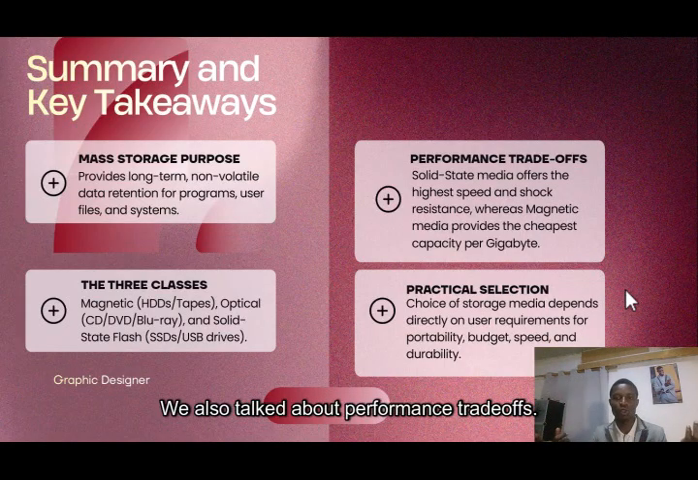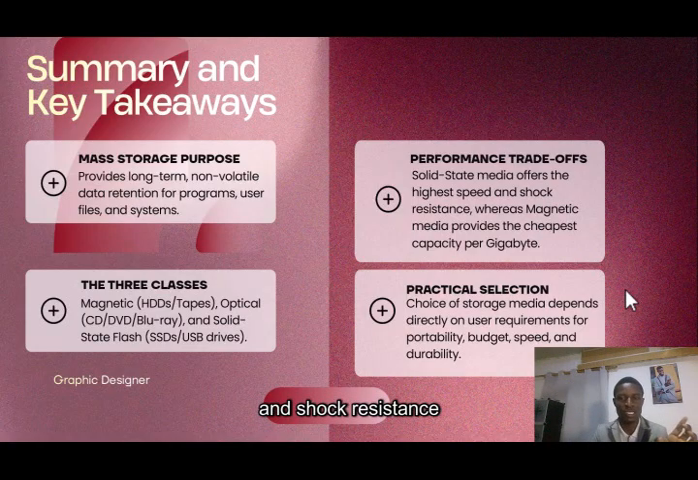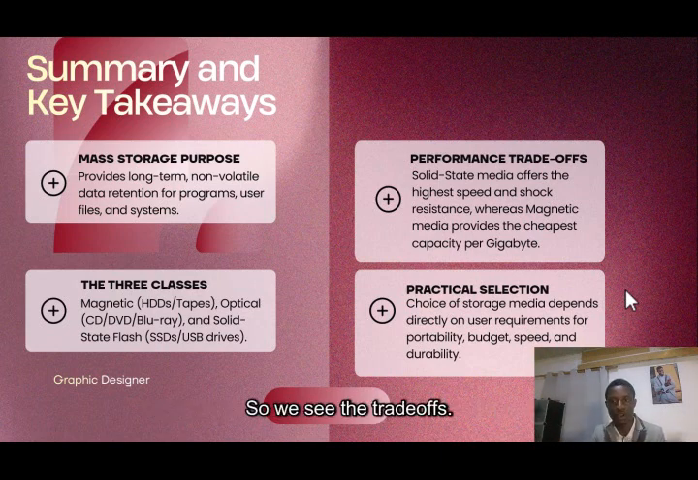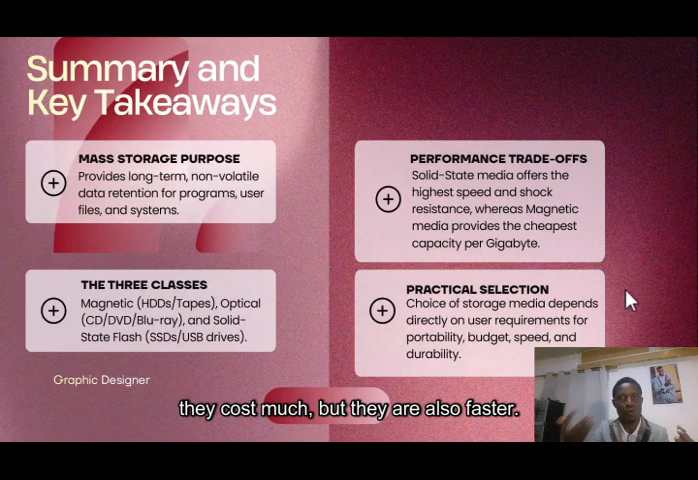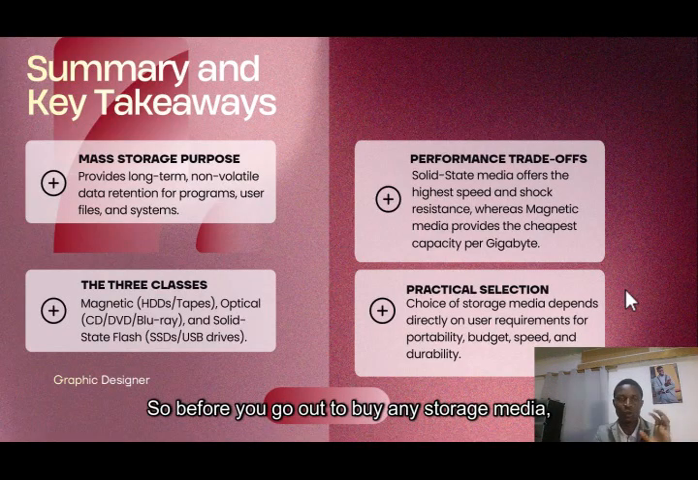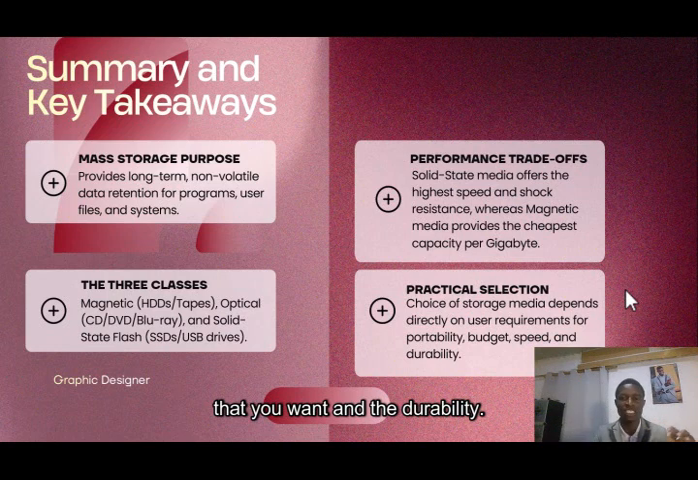We also talked about performance trade-offs. We said solid state media offers the highest speed and shock resistance, whereas magnetic media provides the cheapest capacity per gigabyte. So you see the trade-offs. HDDs are cheaper, but they are slower. SSDs are more expensive, but they are also faster. So you have to make this trade-off when you are buying something. And then the practical selection: the choice of storage media depends directly on user requirements for portability, budget, speed, and durability. So before you go out to buy any storage media, you have to compare their portability, the budget that you have, the speed that you want, and the durability.